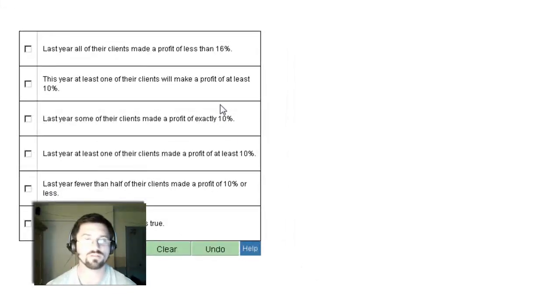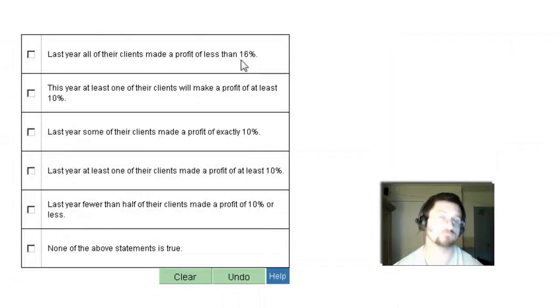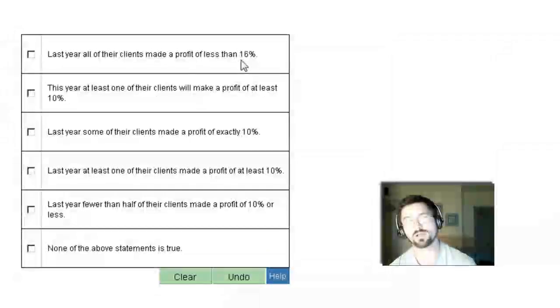So last year, all of their clients made a profit of less than 16%. No, not necessarily. You could have a client make 18% and another client make 2%, and that would still average to a profit of 10%. So you don't know that.